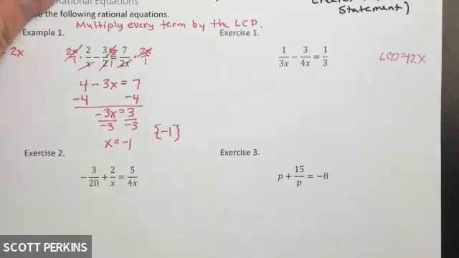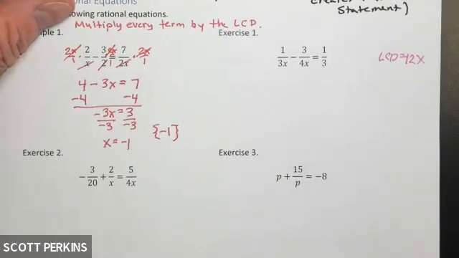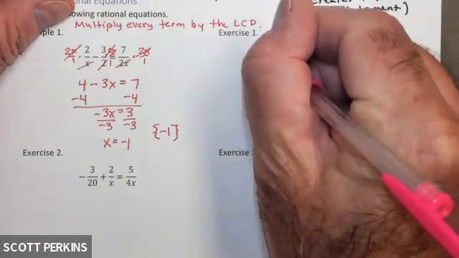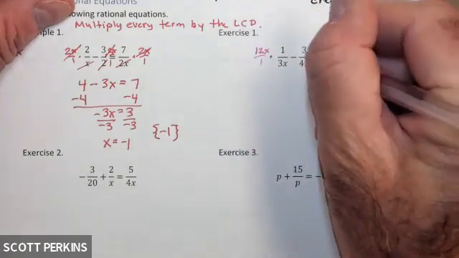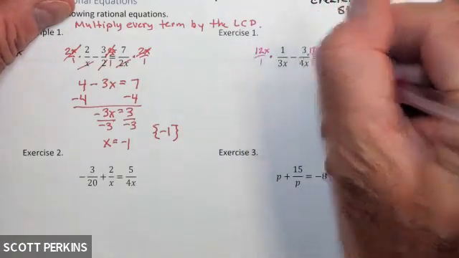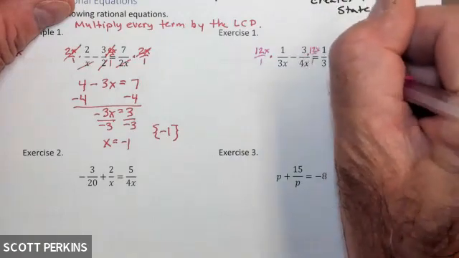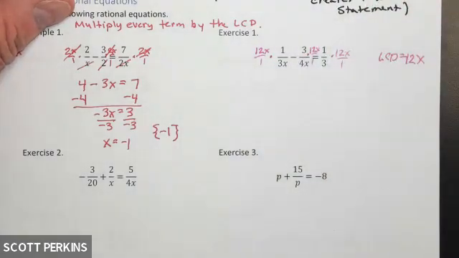All right, so what I'm going to do is take that 12x that we just talked about. So I'm going to multiply each of these terms by 12x. I'm going to squeeze in a 12x right there, and then a 12x right here. Okay, so each of the terms gets multiplied by 12x.